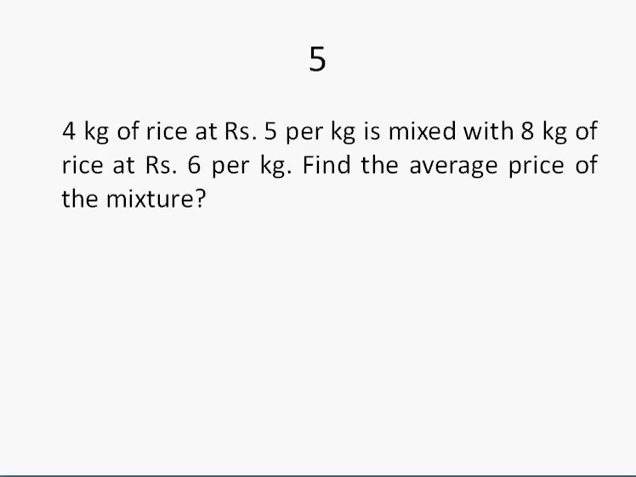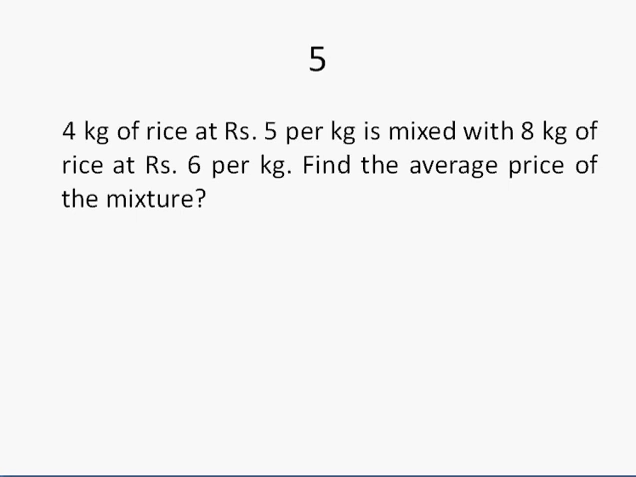Now we'll move to next question, question number 5. Now question number 5 says 4 kilogram of rice at rupees 5 per kg is mixed with 8 kilogram of rice at rupees 6 per kg. Find the average price of the mixture. Now how to do these problems? Now you must have observed in every question I have always used price for the allegation rule, not the quantity. So for this question also we'll use price.